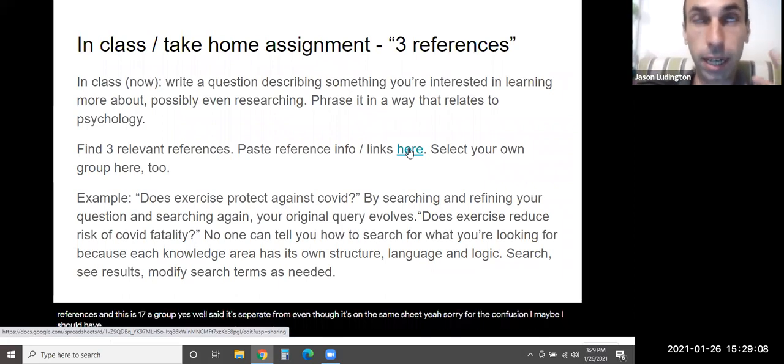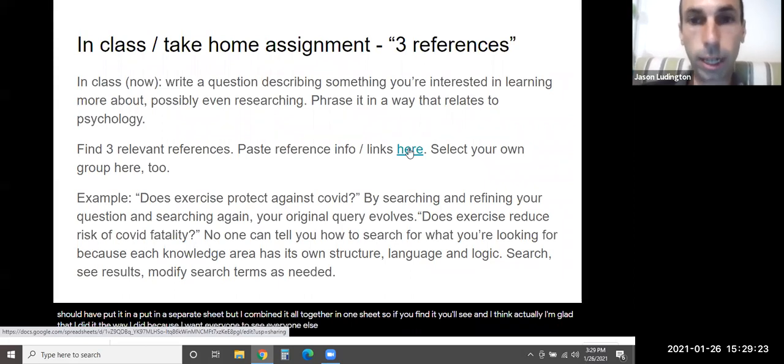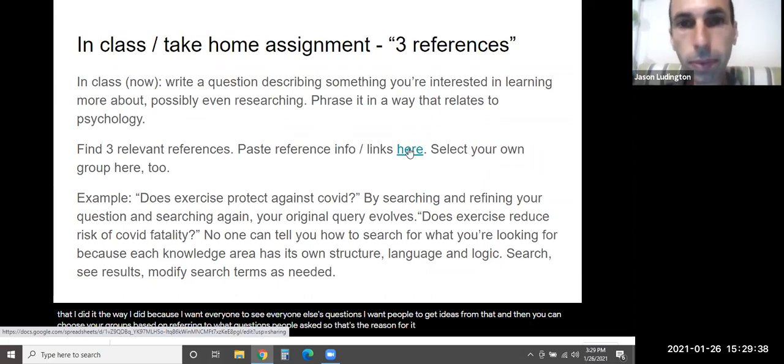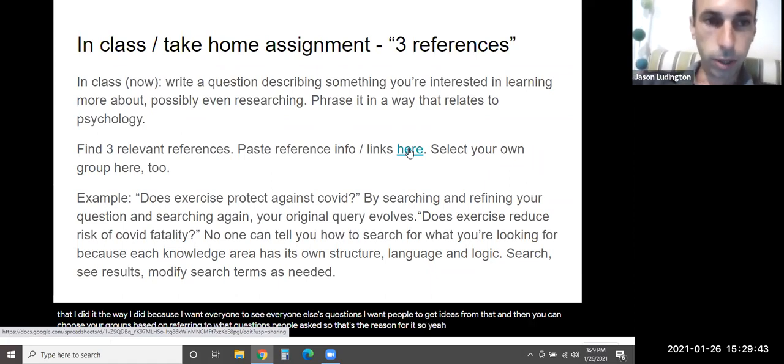Maybe I should have put it in a separate sheet, but I combined it all together in one sheet. So if you find it, you'll see. And I think actually I'm glad that I did it the way I did, because I want everyone to see everyone else's questions. I want people to get ideas from that. And then you can choose your groups based on referring to what questions people asked. So that's the reason for it. So yeah, we'll see how that plays out.